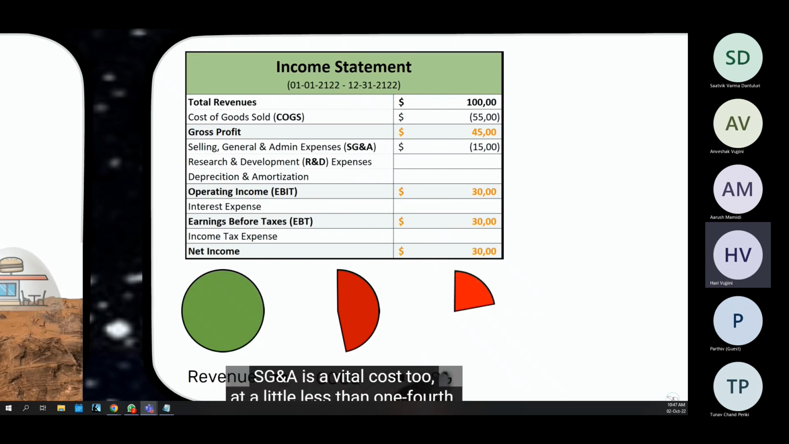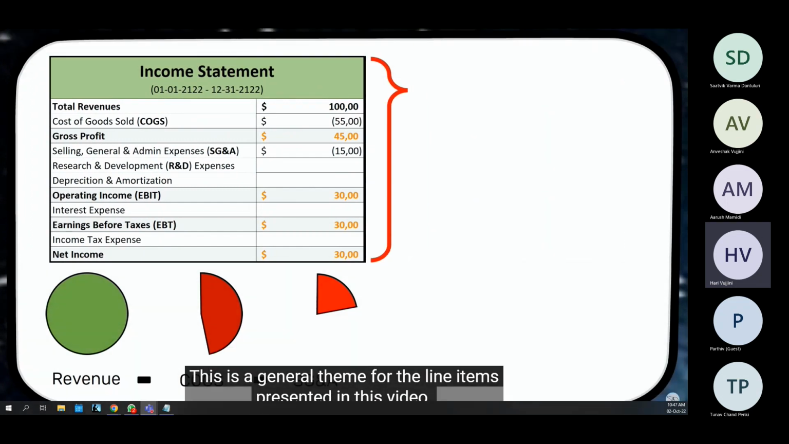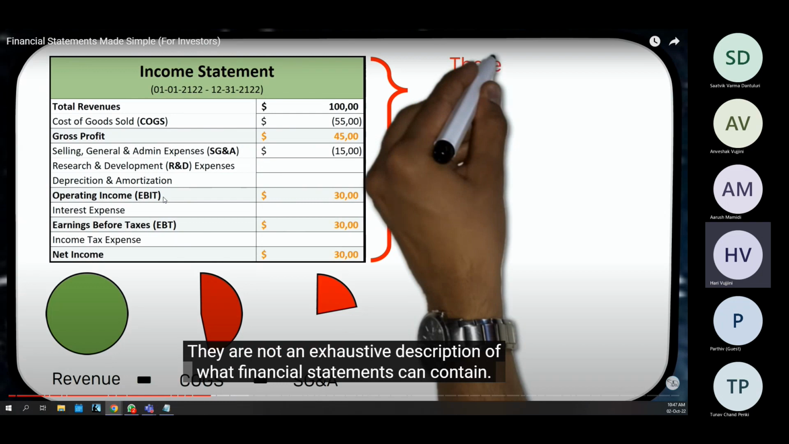SG&A is a vital cost too, at a little less than 1/4. Those are big bites from the potential income to us investors. This is a general theme for the line items presented in this video. Does this make sense?